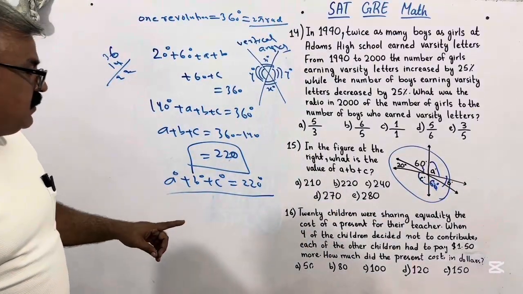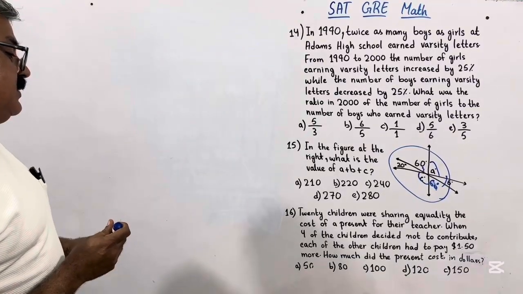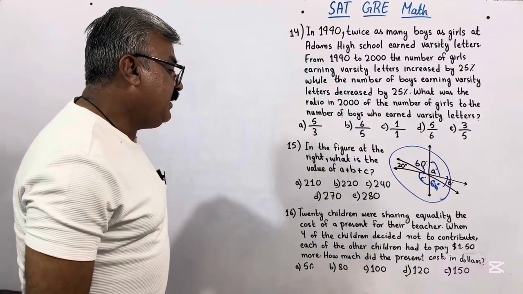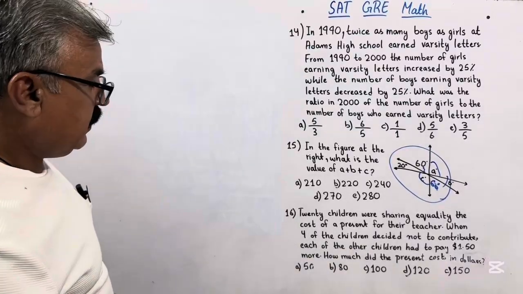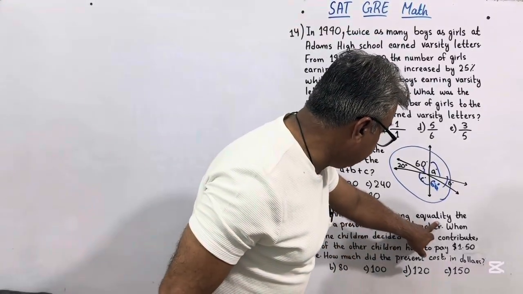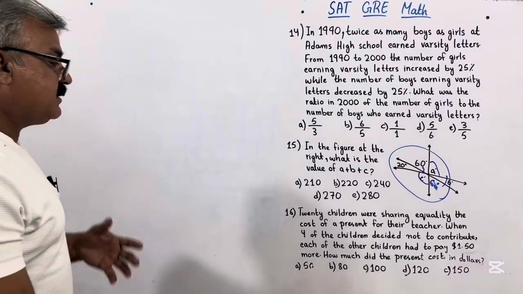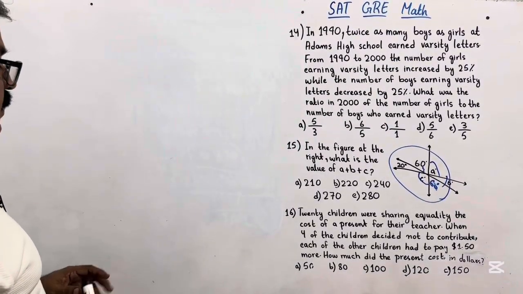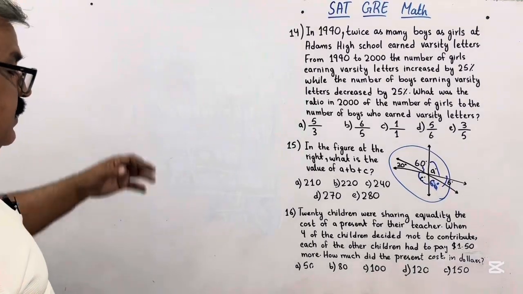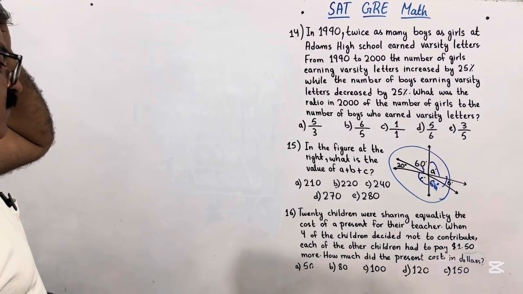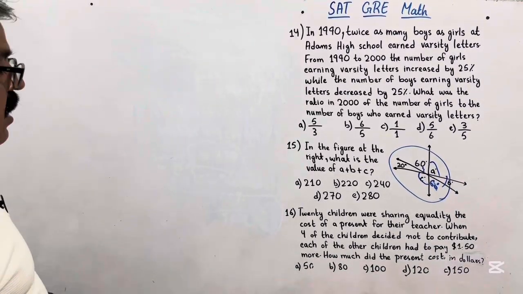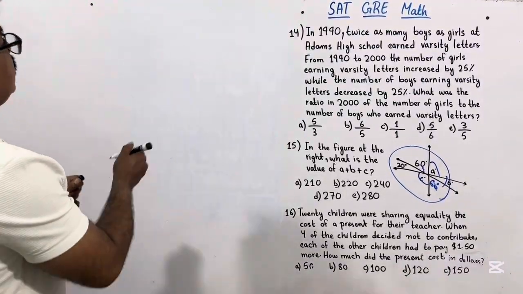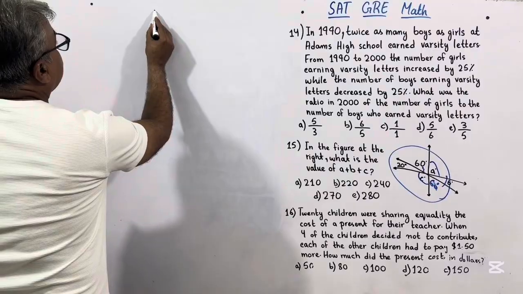Moving towards the next question, question number 16: 20 children were sharing equally the cost of a present for their teacher. When 4 of the children decided not to contribute, each of the other children had to pay $1.5 more. How much did the present cost in dollars? Initially, there were 20 students.